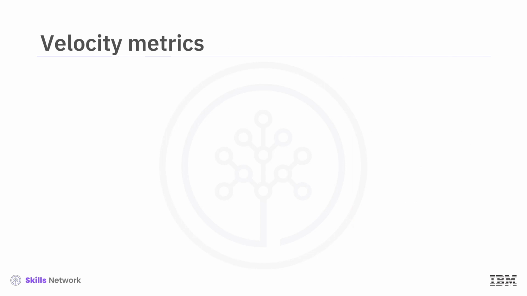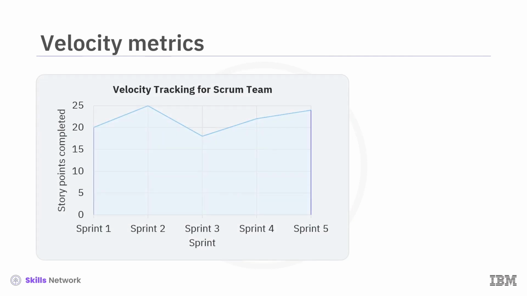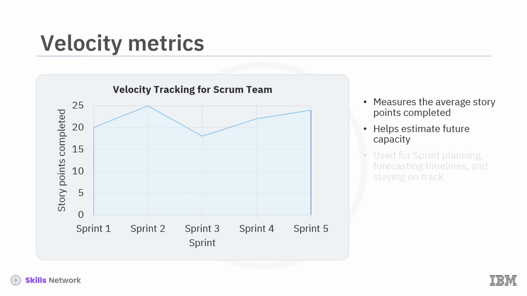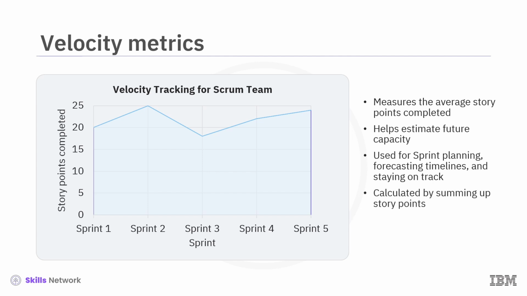Another progress tracking metric is velocity, which measures the average number of story points completed per sprint. This metric helps the team estimate their future capacity. Product owners use this metric for sprint planning, forecasting release timelines, and ensuring the team stays on track. Velocity is calculated by summing up all the story points for all the completed user stories at the end of the sprint. Scrum teams average this over all sprints in a program as they are completed.